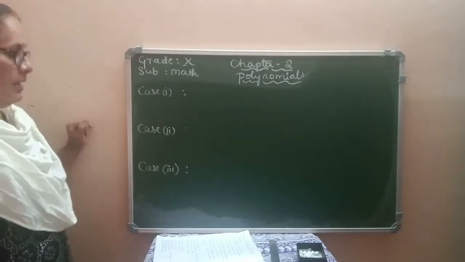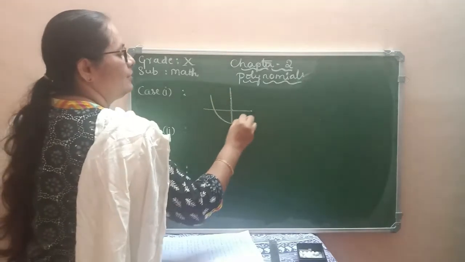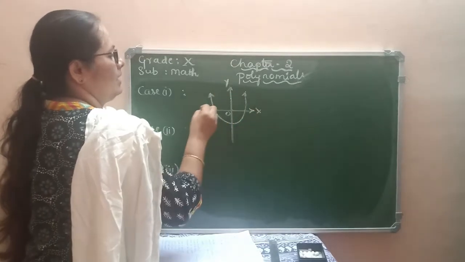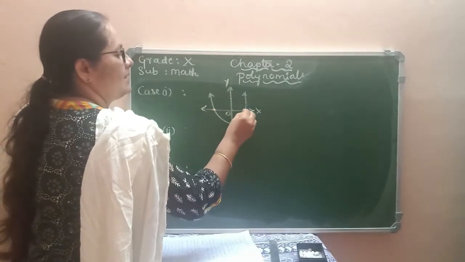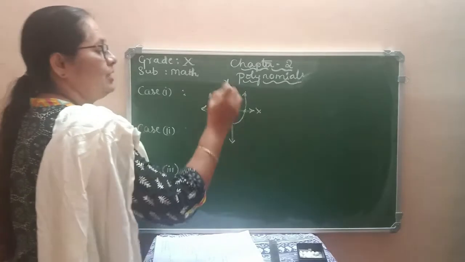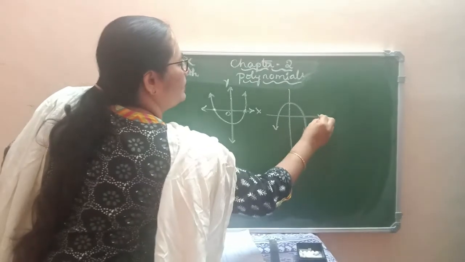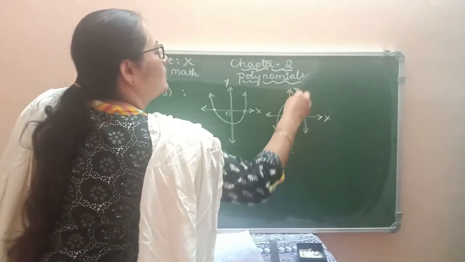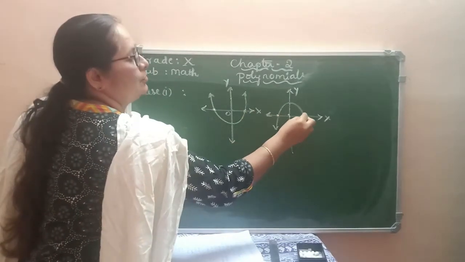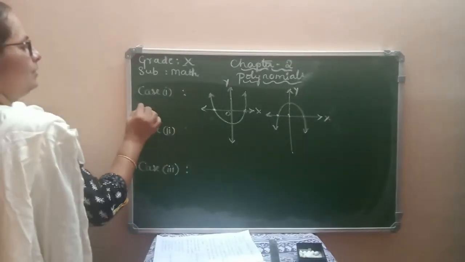In case 1, the parabola intersects the x-axis at 2 points. So, this is the x-axis and this one is the y-axis. The parabola intersects the x-axis at 2 points. We say that it has 2 zeros, like this, open upward and open downward. So here the parabola open downward has two zeros. These 2 points give the zeros of the polynomial.